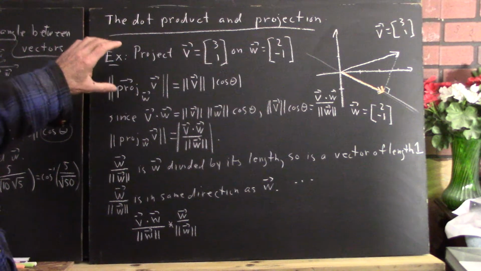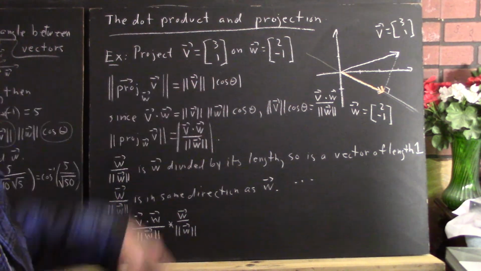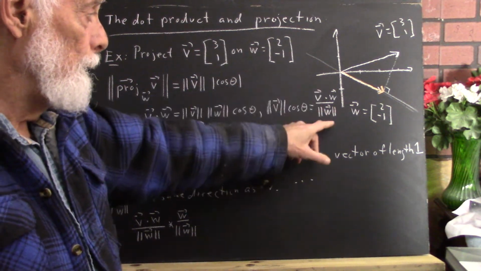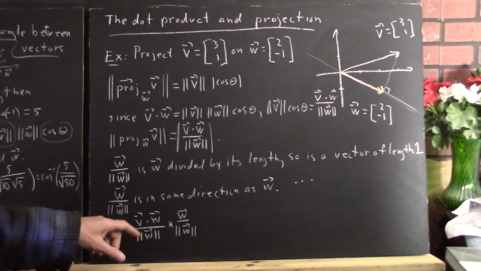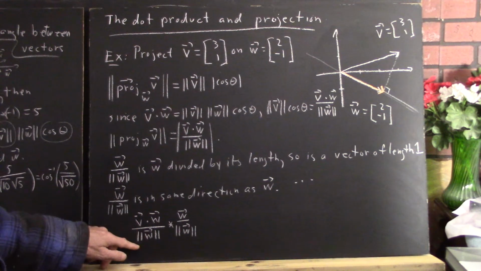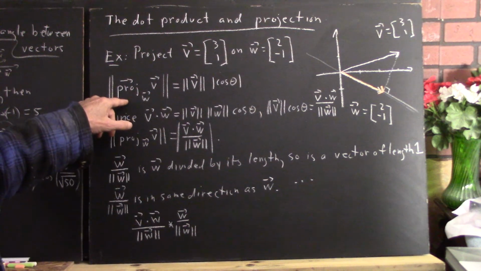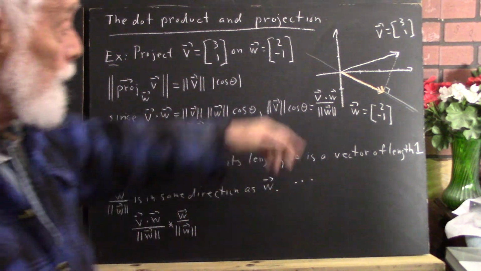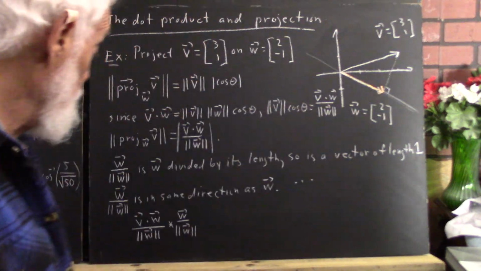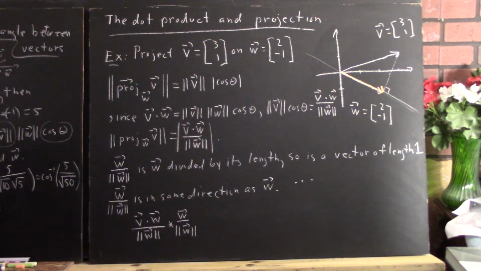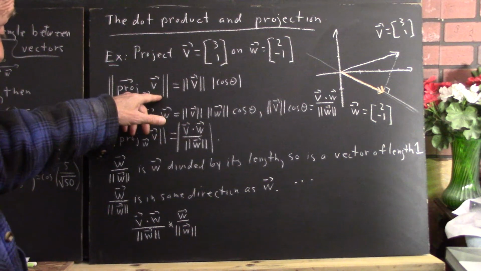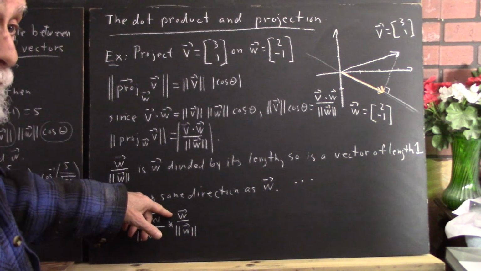Again, the magnitude of the projection is the magnitude of V times cosine theta. Magnitude of V times cosine theta is V dot W over magnitude of W. So here we have something whose magnitude is the magnitude of the projection, multiplied by a vector in the direction of W. Well, the projection is in the direction of W. So V dot W over magnitude of W times W over magnitude of W is a vector of length equal to the projection of V onto W in the direction of the vector W.